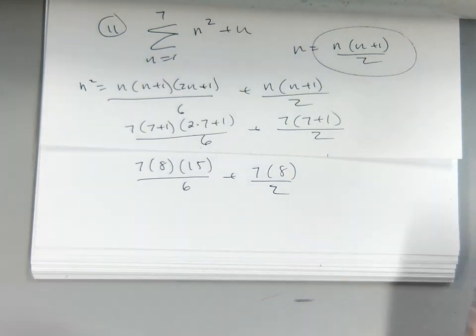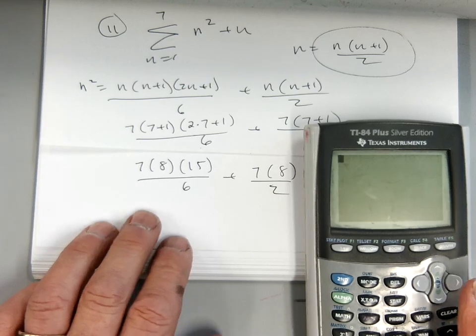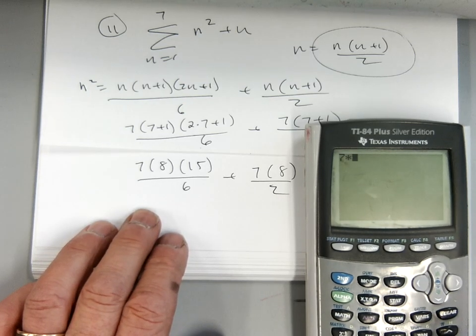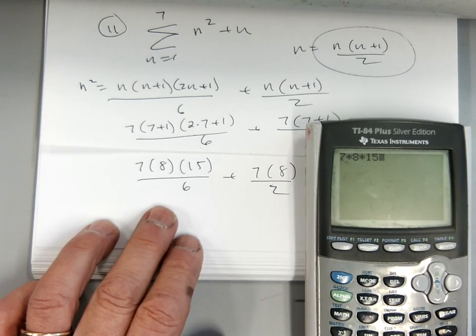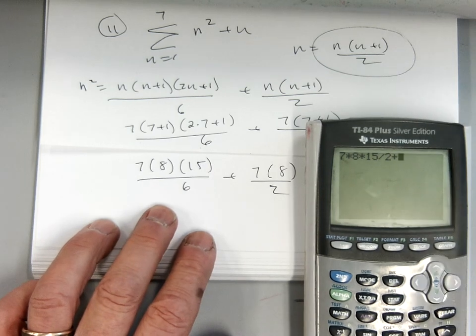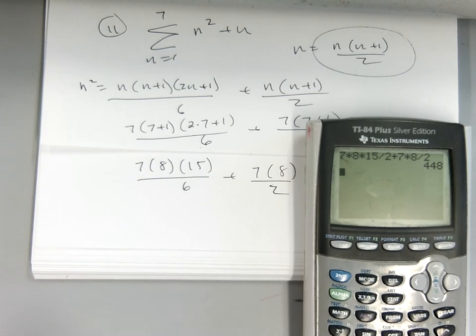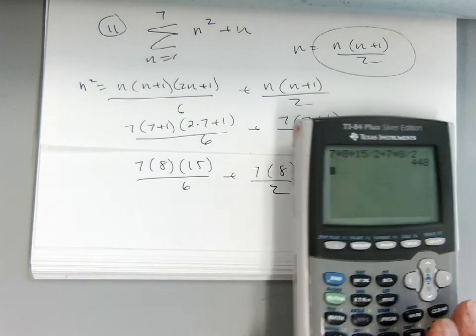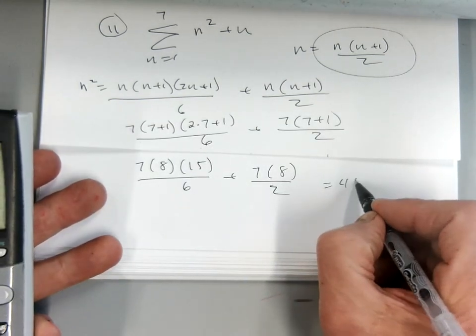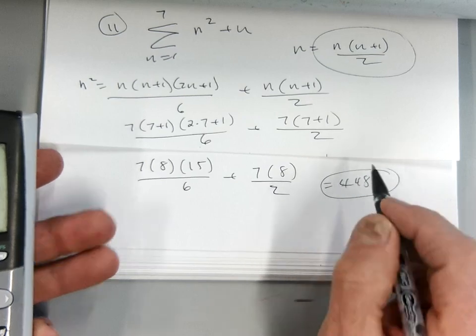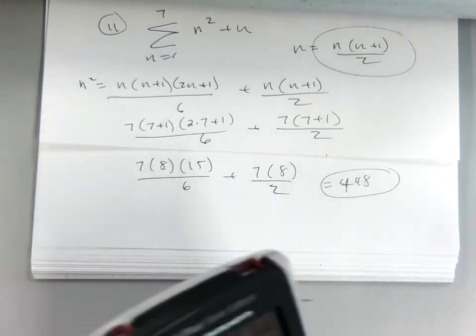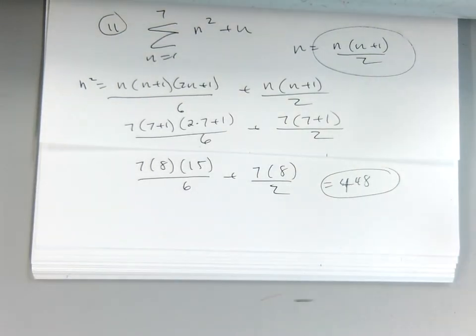It is definitely calculator time. Let's do it. 7 times 8 times 15 divided by 6 plus 7 times 8 divided by 2. Grand answer, 448. I don't know if that seems like the hard way for you, and it'd be easier for you to just plug in the numbers, but either way, 448. How's that? Whew, that was an Algebra 2 problem. I like that one.